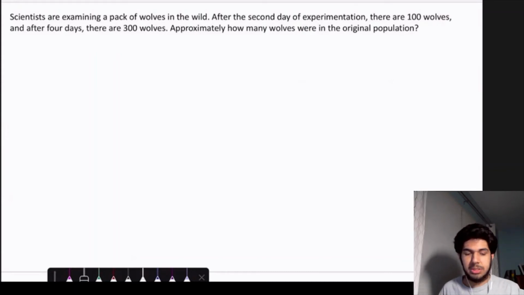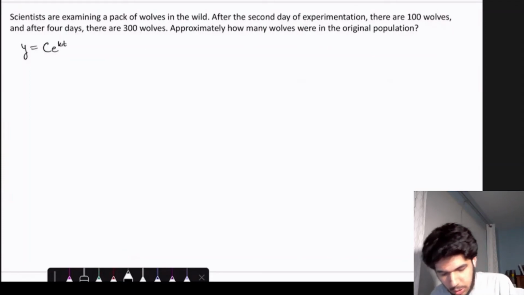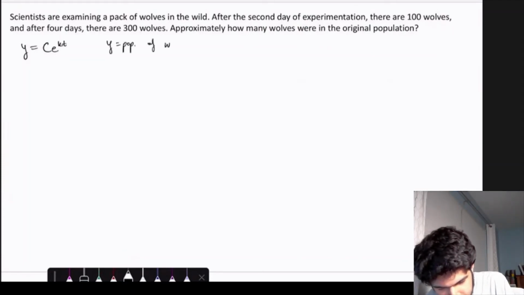So in this case, we're dealing with growth because we go from 100 to 300. So we'll use the same equation, y equals CE to the KT. We'll let y equal the population of wolves. That is a tough word to say. And t is still going to be our time. And then y of t is the population at time t.